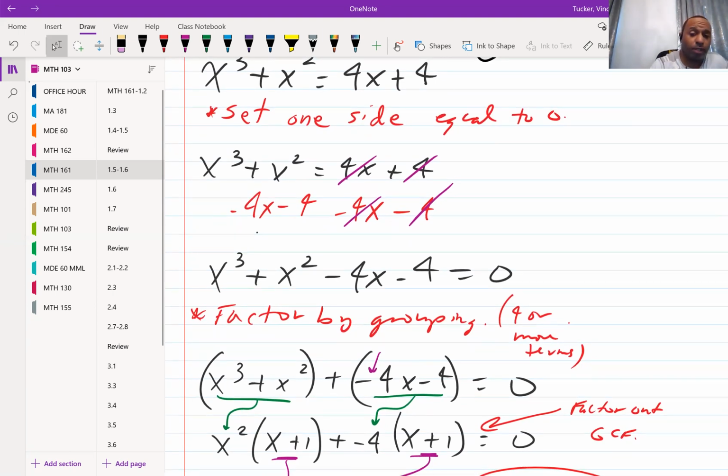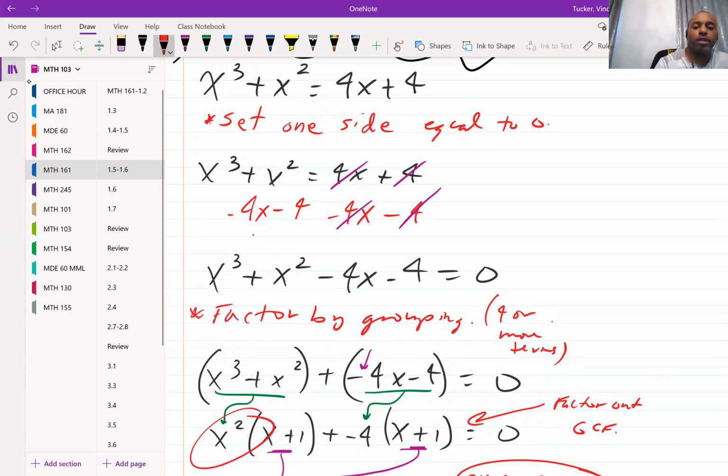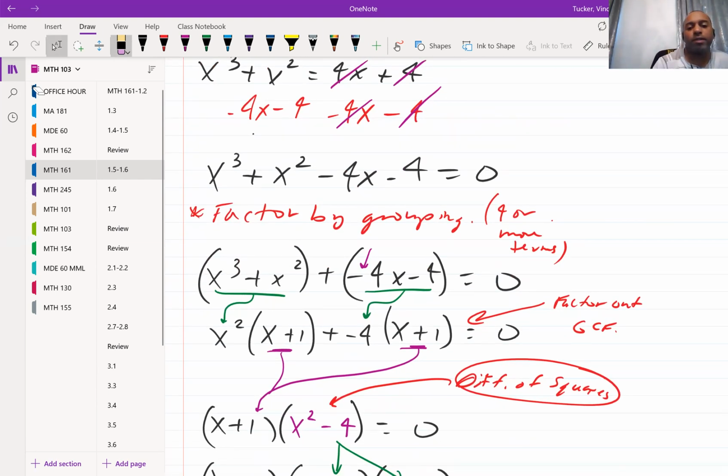Factor out the GCF out of each grouping. So I was able to factor out x squared here, and was able to factor out negative 4 in the second one. Then pull the common quantity, which is x plus 1, to the front. And that leaves me with what was on the outside of x squared and negative 4. So that's why I have x squared minus 4 inside of here.